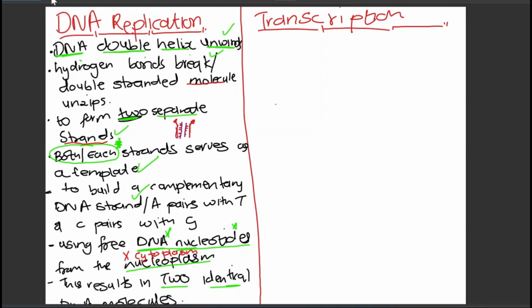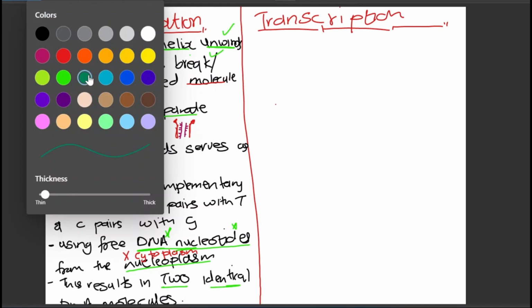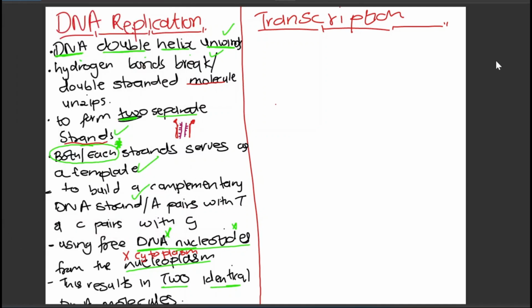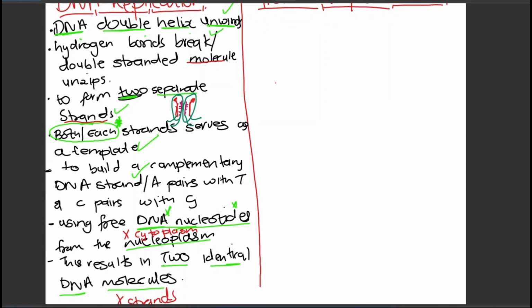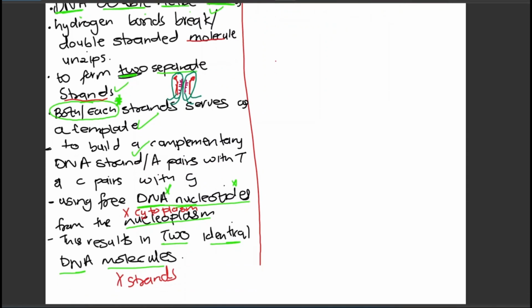Then what do we end up having? We end up having two identical DNA molecules. So this will be one DNA molecule and another DNA molecule, having what? Having a template strand and a complementary strand. Template strand, complementary strand. I hope it makes sense, guys. So these are really some of the common mistakes that learners make.